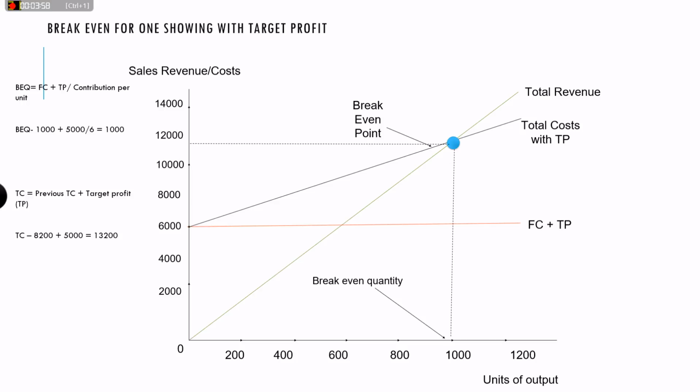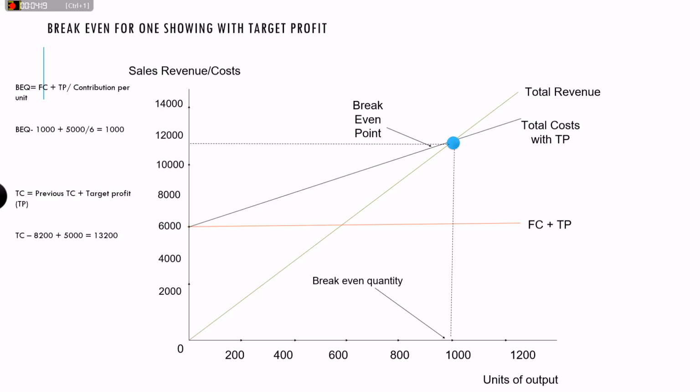And we can use the formula of break-even quantity, so that's going to be fixed costs plus the target profit divided by the contribution per unit, which is going to be 1,000 plus 5,000, which is 6,000 divided by 6, which will give us 1,000. So our break-even quantity is 1,000, and we have determined that from the graph as well.